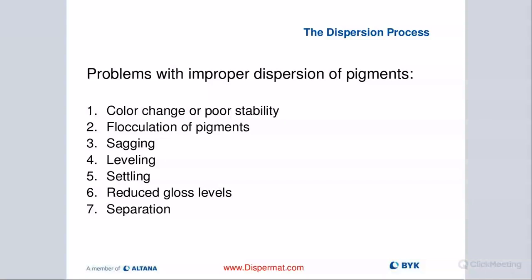If we don't properly disperse our pigments, then we're going to have some issues. Among those are obviously color shifts, poor stability of our color, pigments flocculate back together. This can also be remedied with the right additive package, which our sister company Big USA is offering. Sagging, leveling, and settling are some of the other issues that come up. Our gloss will be diminished. And then also the separation is another problem that we see if we do an improper dispersion of our pigments.